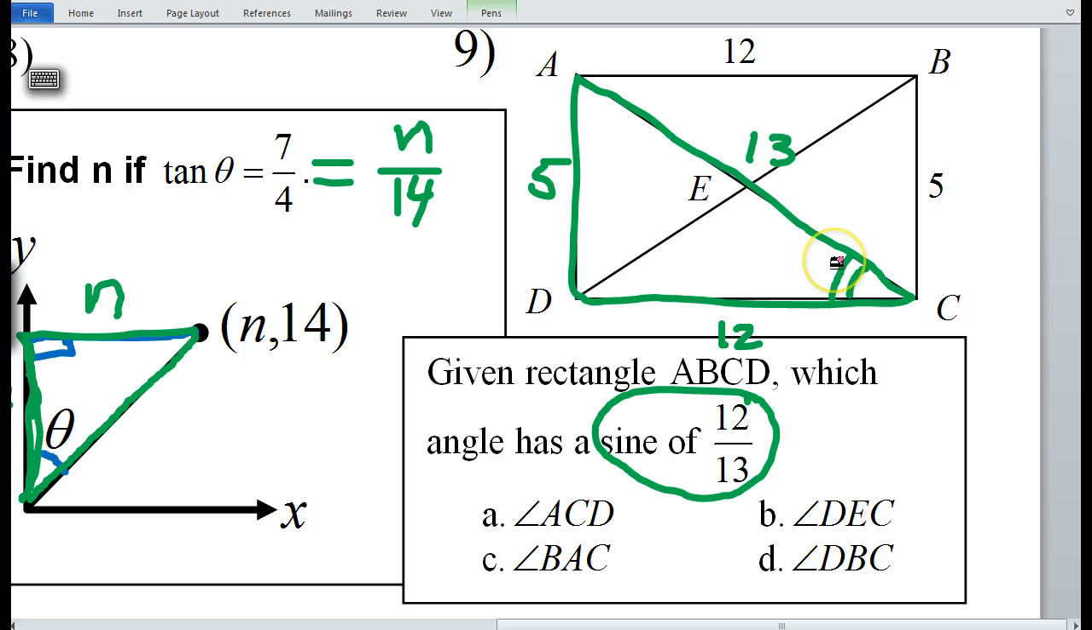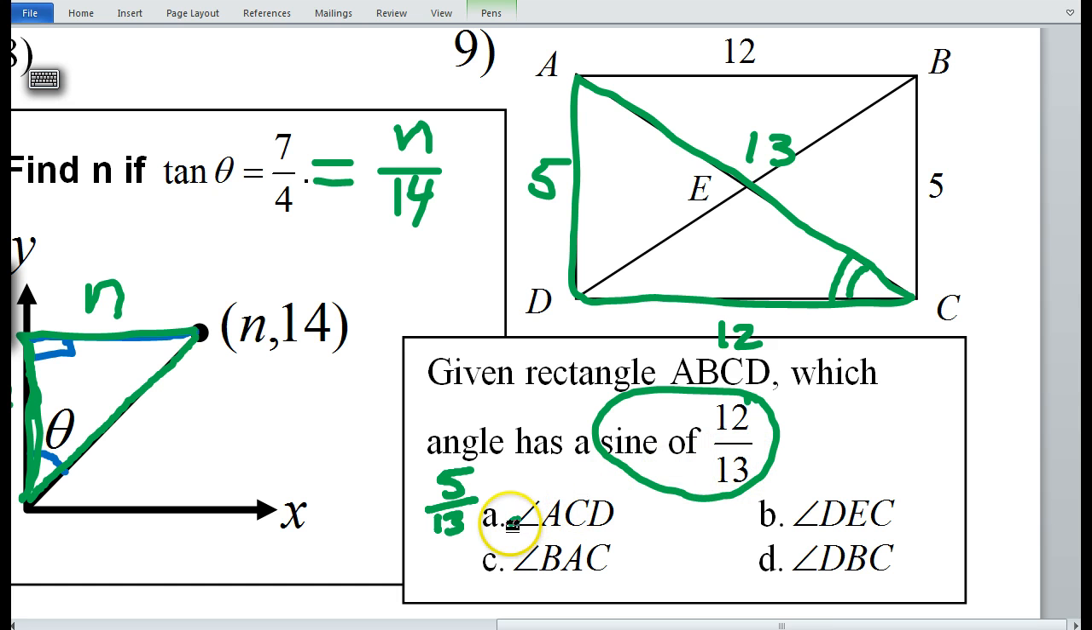Okay, that's one. The sine would be 5 over 13 for A, because looking at the angle, 5 is opposite, 13 is the hypotenuse. 5 over 13. You got 2, Maurice.